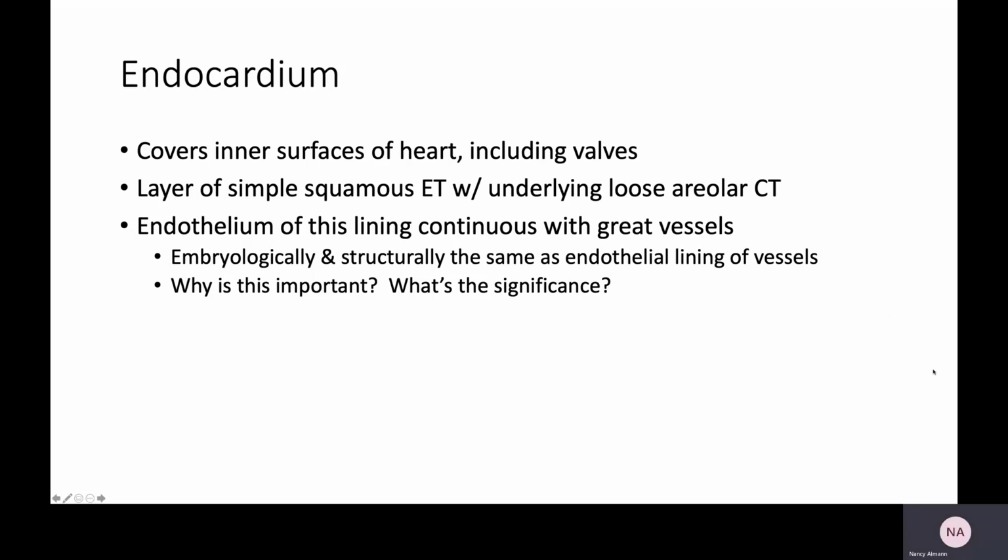Let's talk a little bit about the endocardium. It is a layer of simple squamous epithelium, and deep to that will be loose areolar connective tissue. It is going to cover the inner surfaces of the heart, including the valves. We've already talked about the endothelium of this lining being continuous with the great vessels, and embryologically and structurally, it's going to be the same tissue as the endothelial lining of the vessels, and they will be continuous.